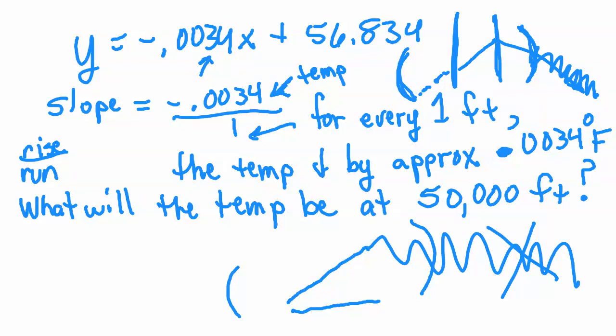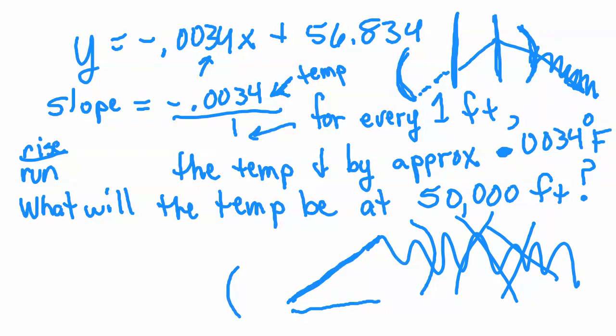Okay, so we might get a good approximation at 50,000 because that's the next one that should be in the table. Our table stopped at 40,000 and it went up every 10,000 feet. But again, we don't know what's going to happen beyond that. So we can't predict what's going to happen at 100,000 feet. We don't know if it's going to continue to be a line. So you have to be really, really careful about that.